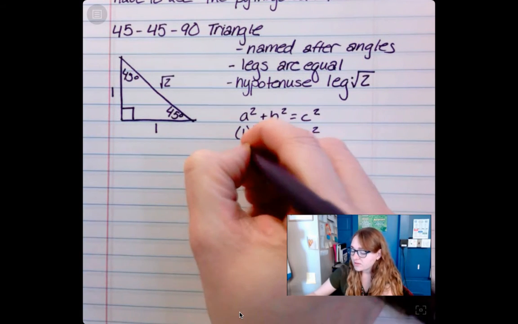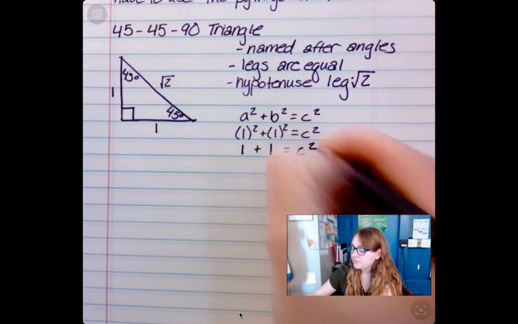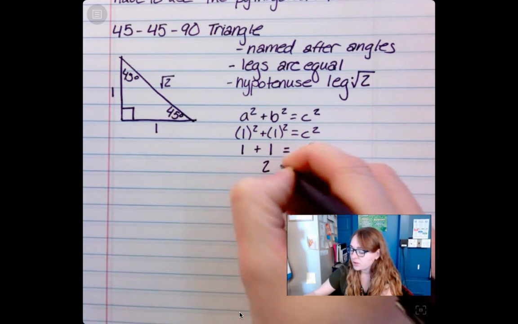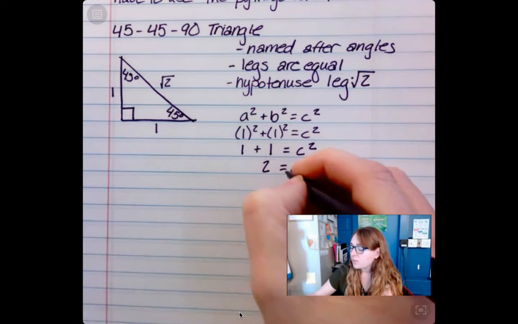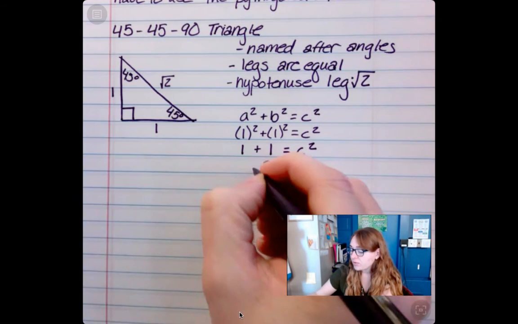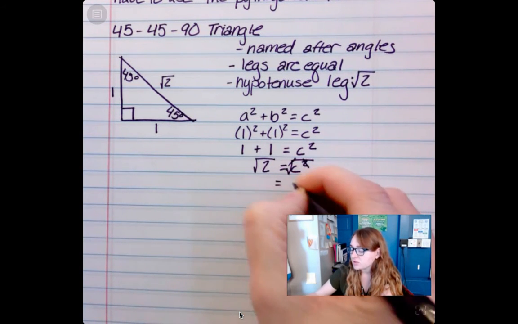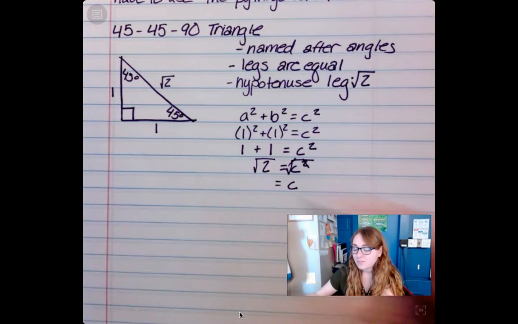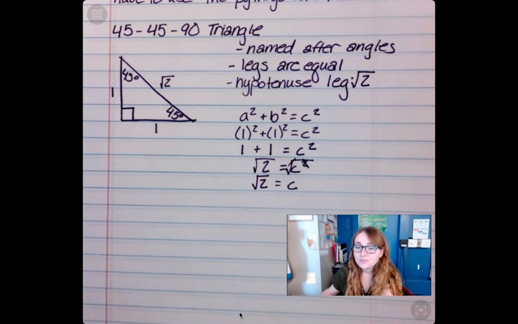1 times 1 gives us 1. 1 times 1 gives us 1. 1 plus 1 gives us 2. And that tells us what our hypotenuse squared is. But we want to know what our hypotenuse is. And we learned on Monday that if we take the square root, it will cancel out the square, leaving us with just what's underneath, or that's c. So our hypotenuse is, in fact, root 2.